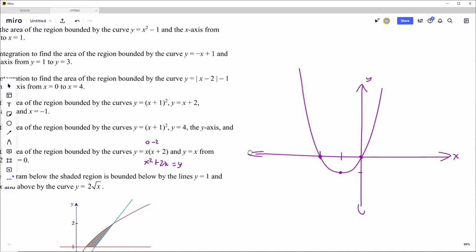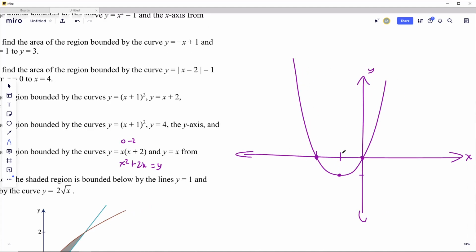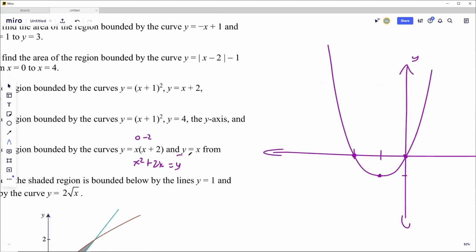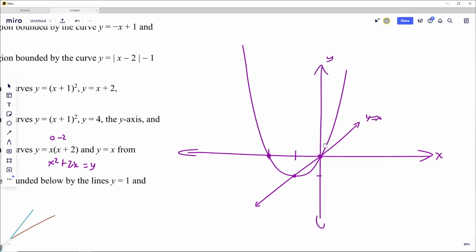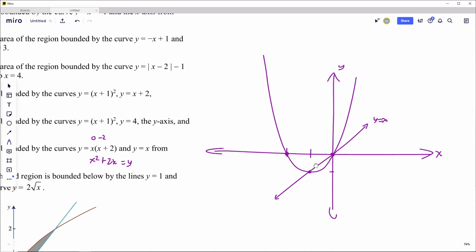From minus 2 to 0, that's what I only care about. And it's also y equals x. So y equals x, here is going to be low. You can double check using substitution, and it passes through here. This is the benefit of a nice drawing. You don't have to calculate sometimes. But anyways, you can always double check.